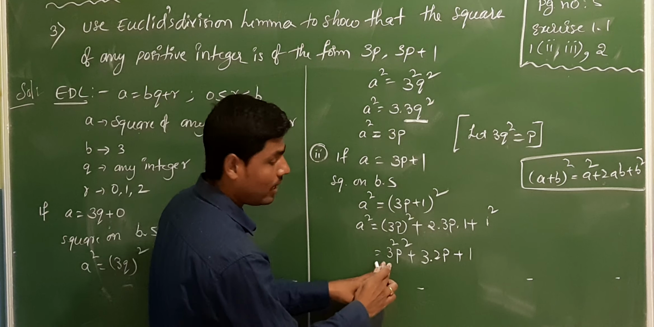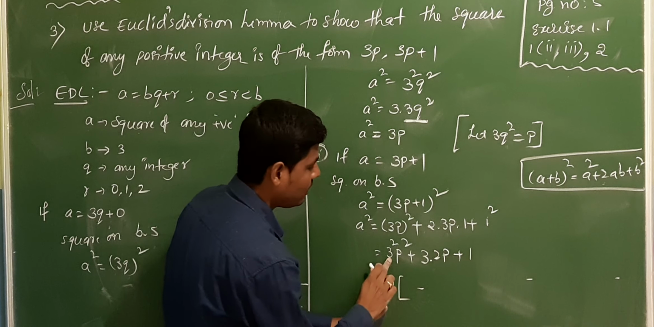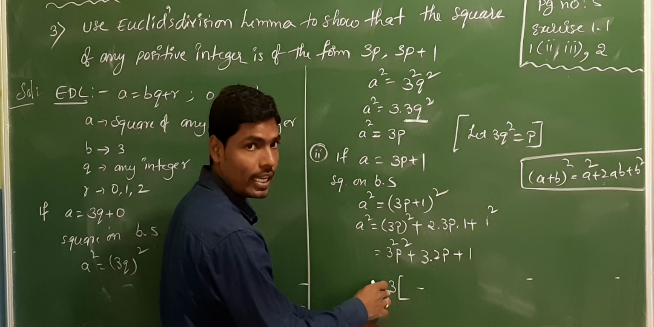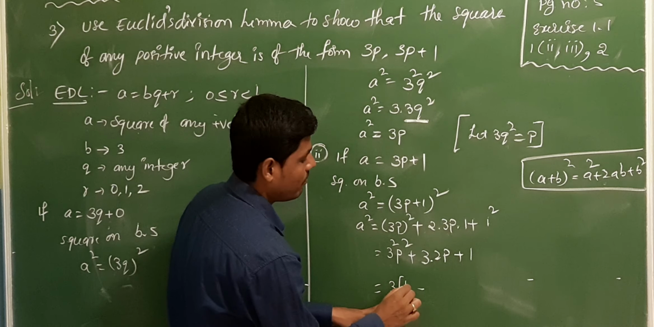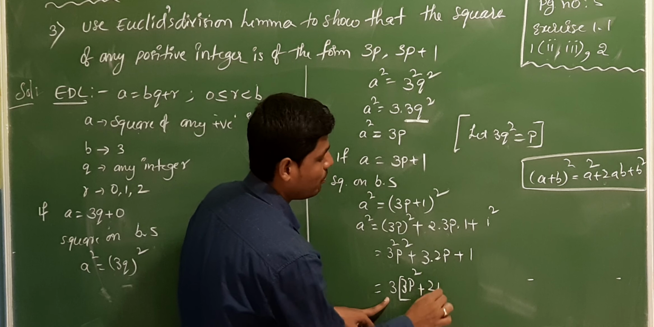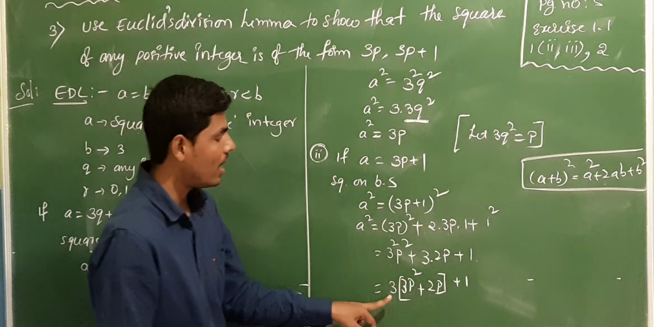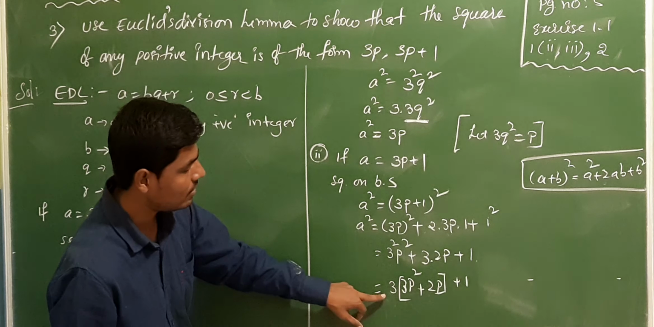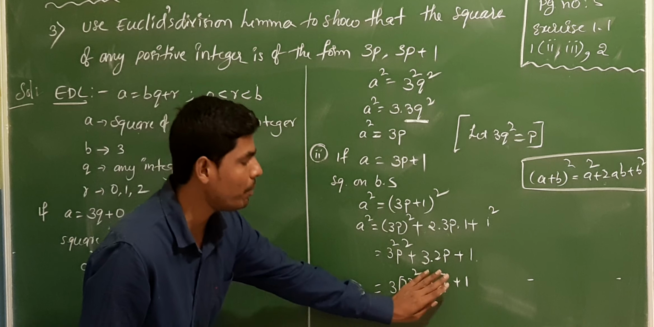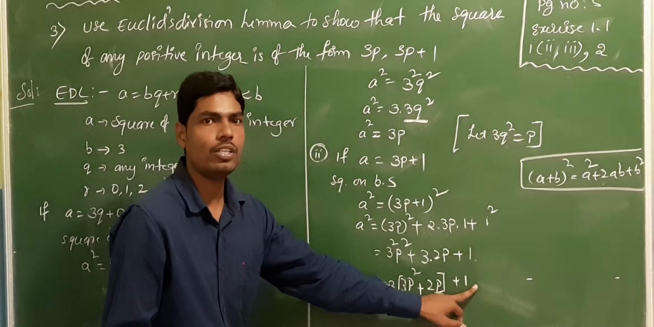Now take 3 common from here and here. Here 3 square is there. If you take 3 common, 3p square plus 2p is left, and plus 1 as it is. Now observe this one here. This is 3 into whatever it may be, something. That is 3 into something plus 1 you got.